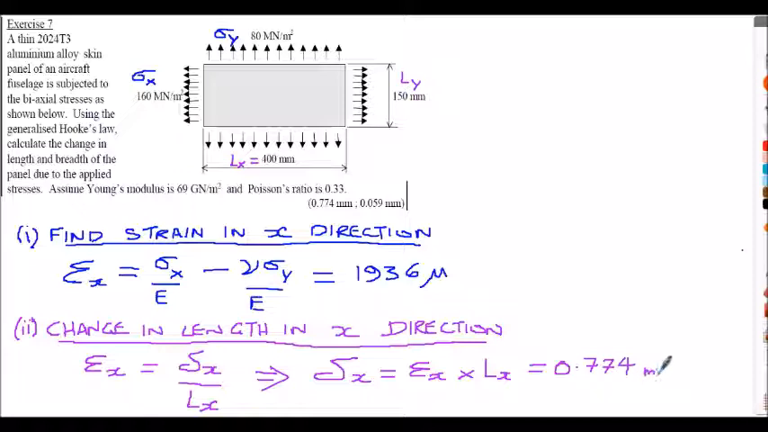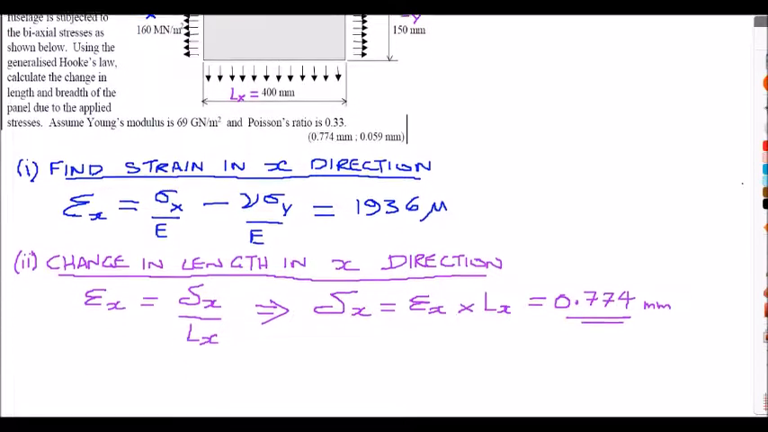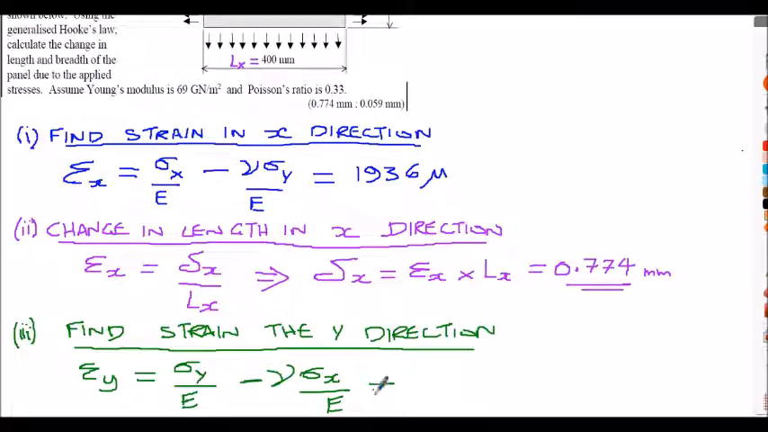Millimeters here I'm using. And to do the strain in the y and the change in lengths in the y, it's almost exactly the same. It's just that the equations will be slightly different. You can see the beauty of using isotropic homogeneous here, because the E's might be slightly different.